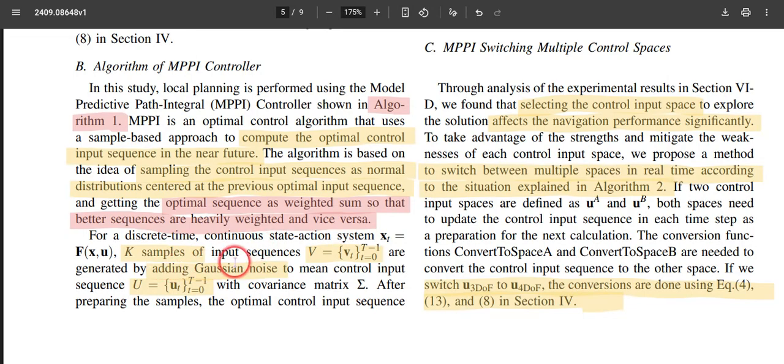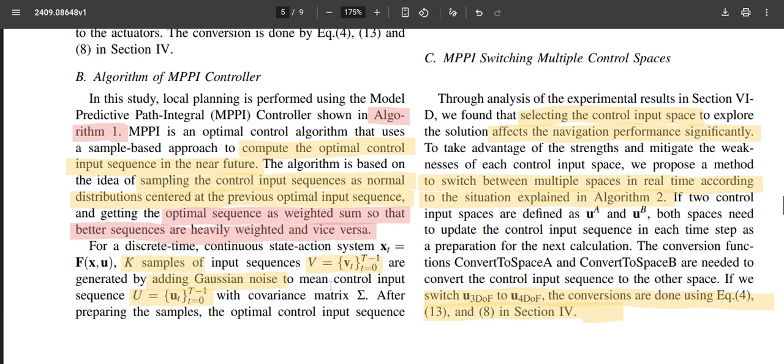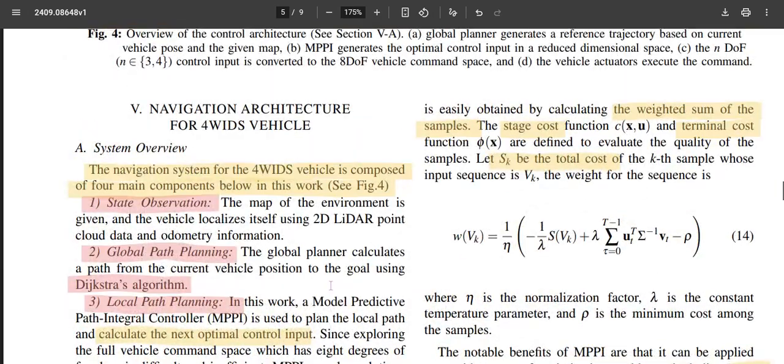So now we'll have K samples of input sequences, obtained by adding Gaussian noise to the mean control input with the covariance matrix. After preparing the samples, the optimal control input sequence is obtained by calculating the weighted sum of these samples. This weighted sum is based upon the total cost of the kth sample. The total cost depends upon the terminal cost and the stage cost, and this is the calculation for the weight factor, which depends upon the total cost.